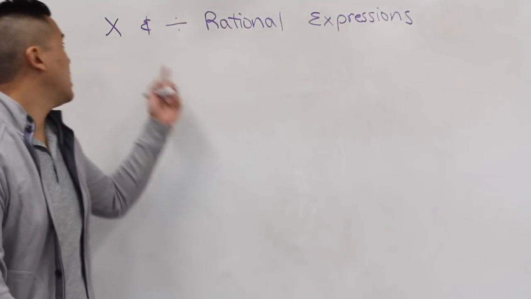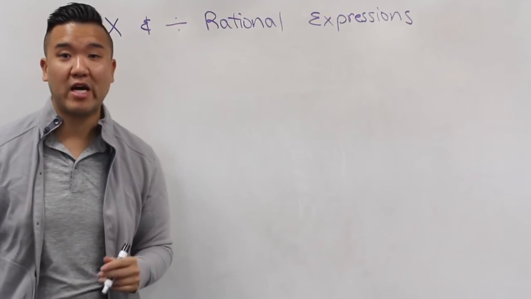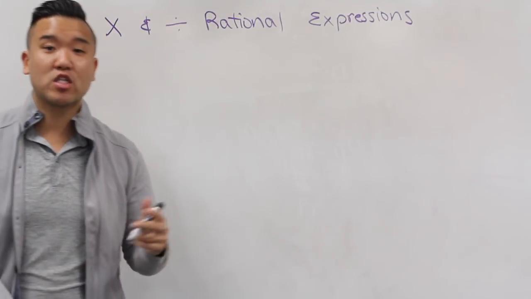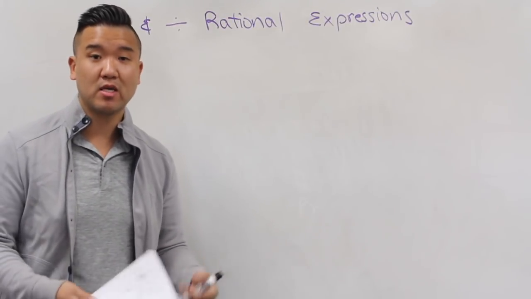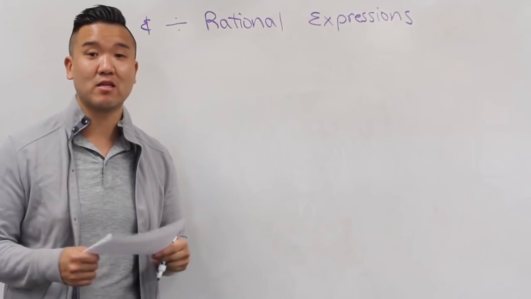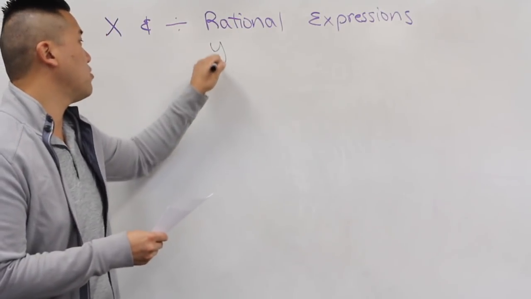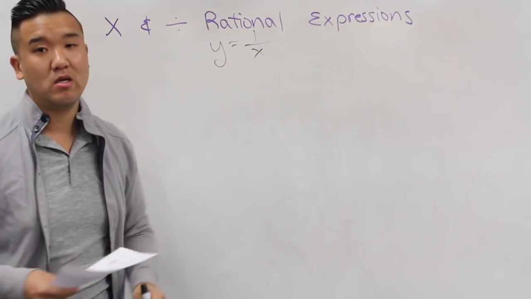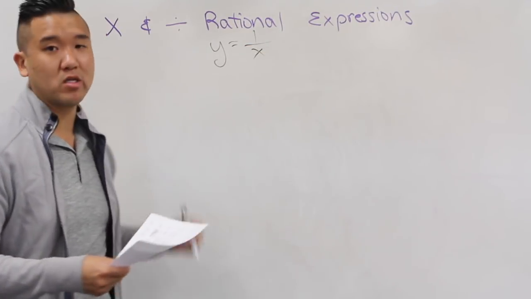Welcome back, Zone Squads. Today we're going to talk about multiplying and dividing rational expressions. Rational just means when the variable, the input, the x, is in the denominator. So an example would be y equals 1 over x. Our goal today is to multiply and divide.